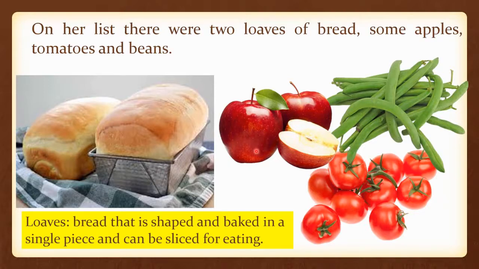Okay students, in a similar manner, apples: when there are many apples, we say apples. And when there is one apple, we say apple. Tomatoes: when there is one tomato, we say tomato. But when there are many, we say tomatoes. Beans: when there is one, we say bean. And when there are many, we say beans.